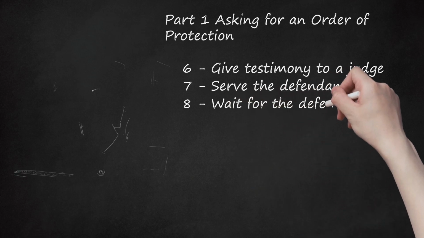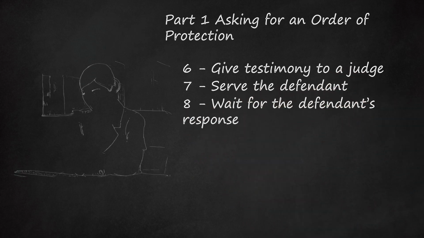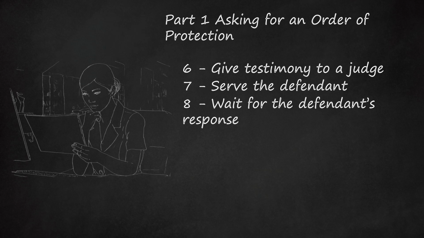8. Wait for the defendant's response. If the defendant disagrees with the order of protection, they will have an opportunity to request a hearing on the matter. Once the defendant files a hearing request, a hearing will be scheduled within 5 to 10 days of that request being made. As soon as you hear about this hearing, you need to start preparing.